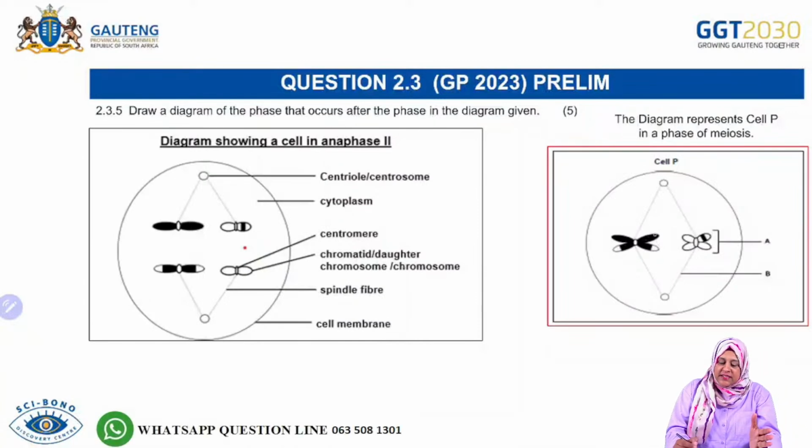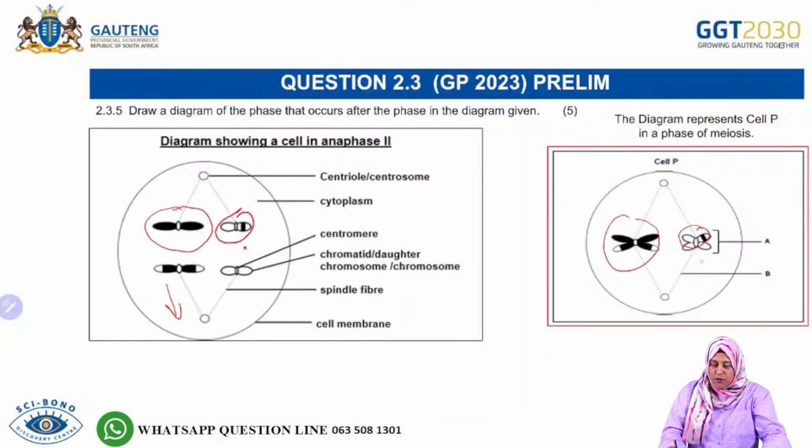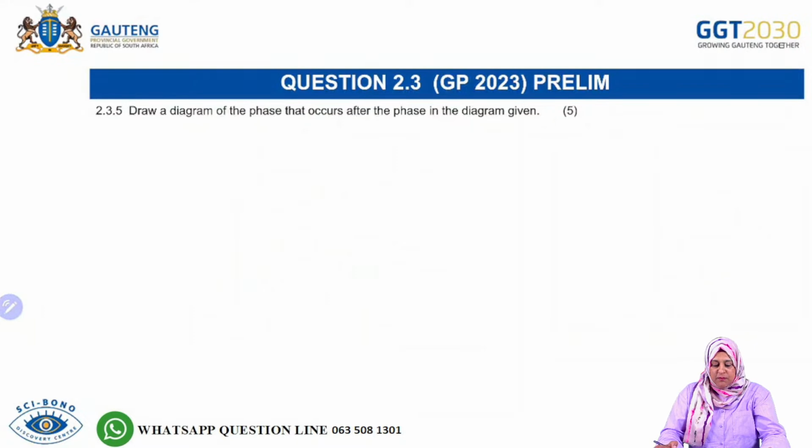So they must be on the same side. If this is on this side, then this one here must be on that side. That one is going up. The spindle fibers have contracted and it's pulling that chromatid up. It's pulling this one here down this way. And then you've got this one, which is represented there, and it's a smaller one. You can see these are bigger compared to this one. So if you draw these accordingly, you just have to show the separation, then you're going to get your marks.